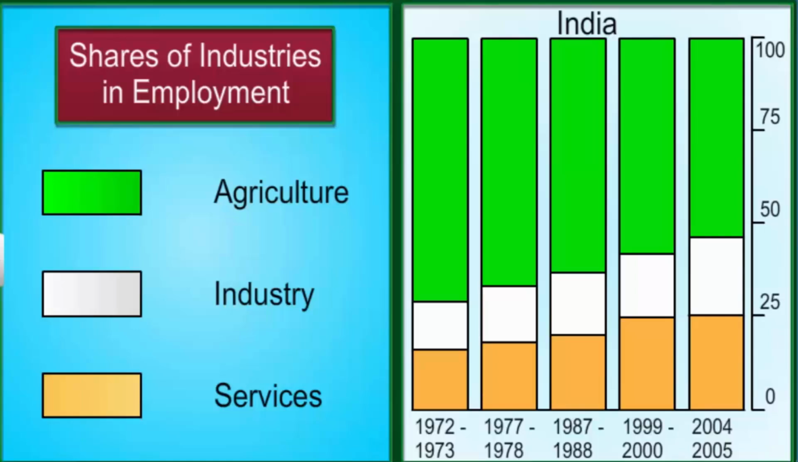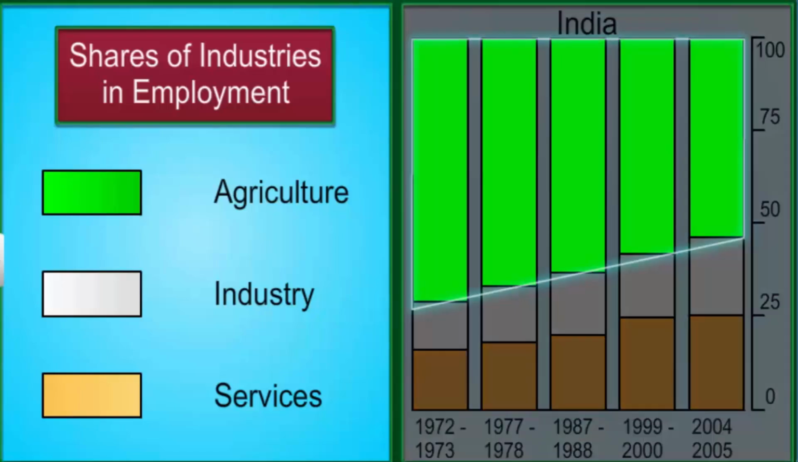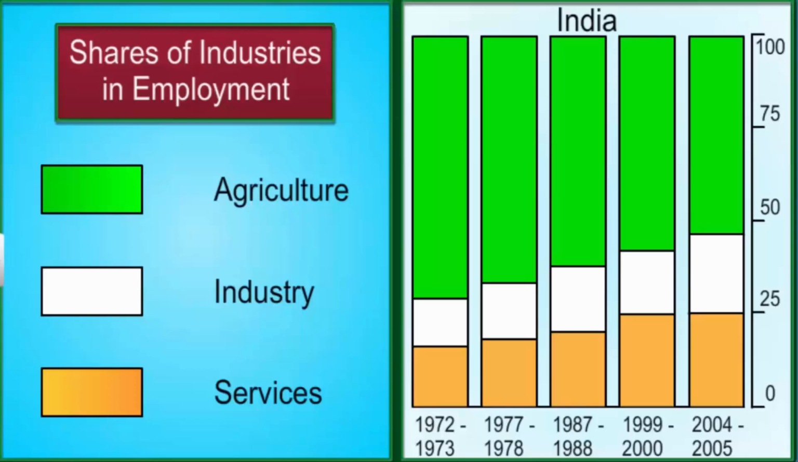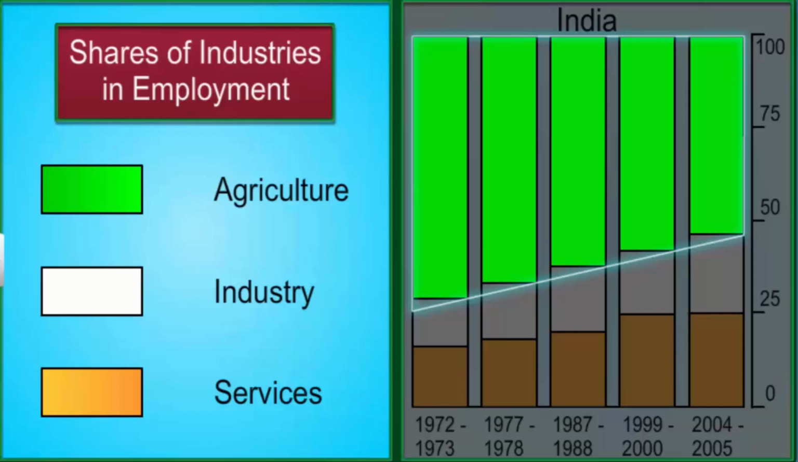Observe the graph shown here. It shows the contribution of agriculture, services and industry to India's GDP from 1973 to 2005. Note that the share of agriculture in our gross domestic product or GDP is showing a declining trend. A decrease in the share of agriculture in our GDP does not mean that our agricultural output has decreased. It means that the growth in agriculture is slowing down and is much lower as compared to the growth in industries and services.